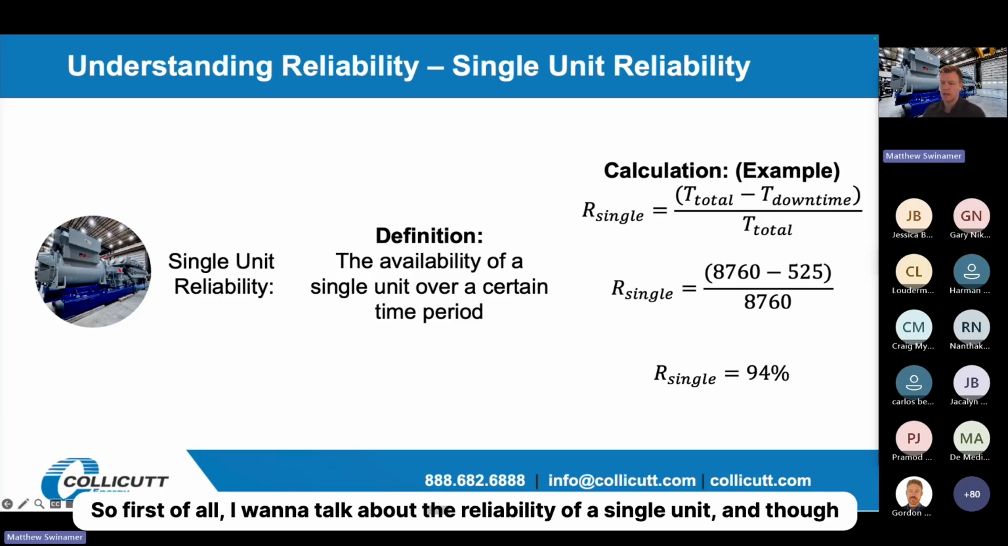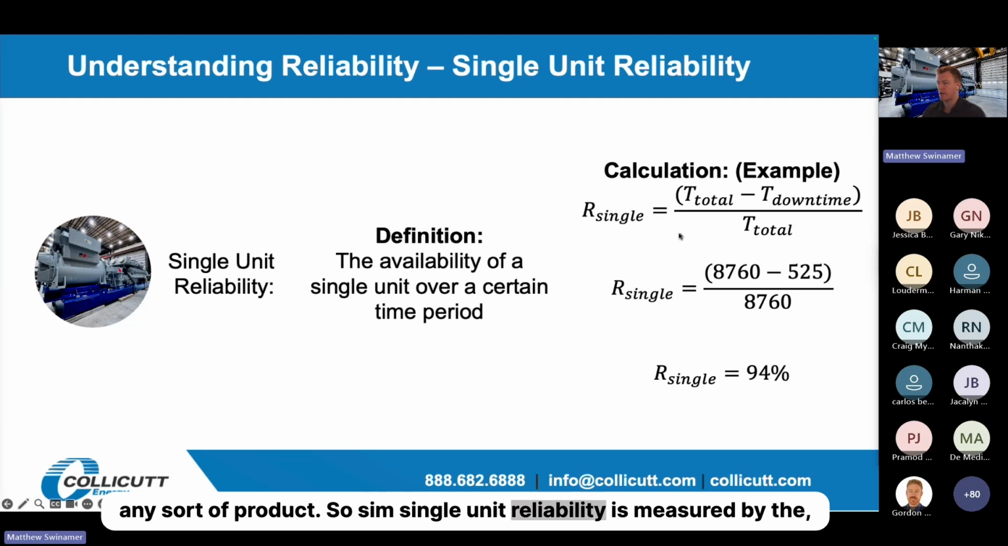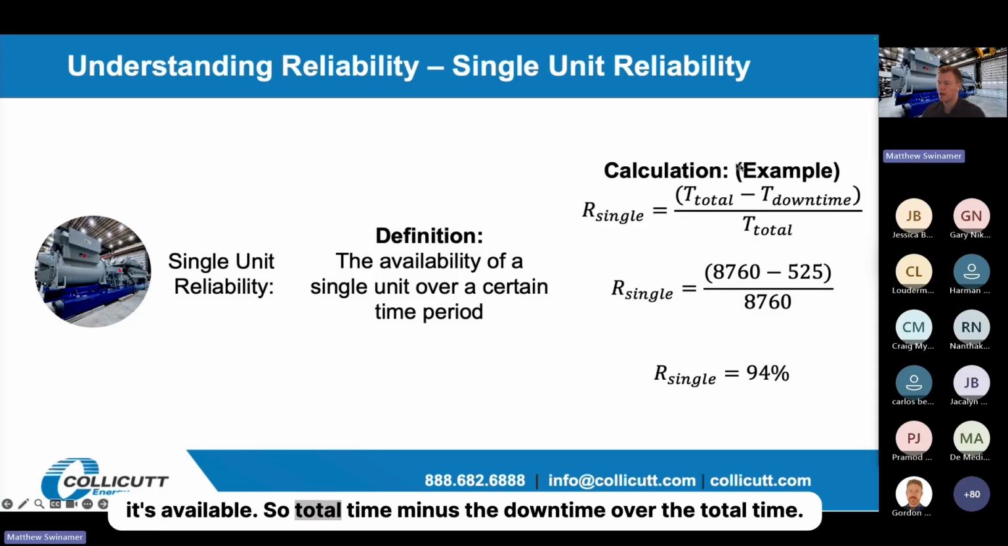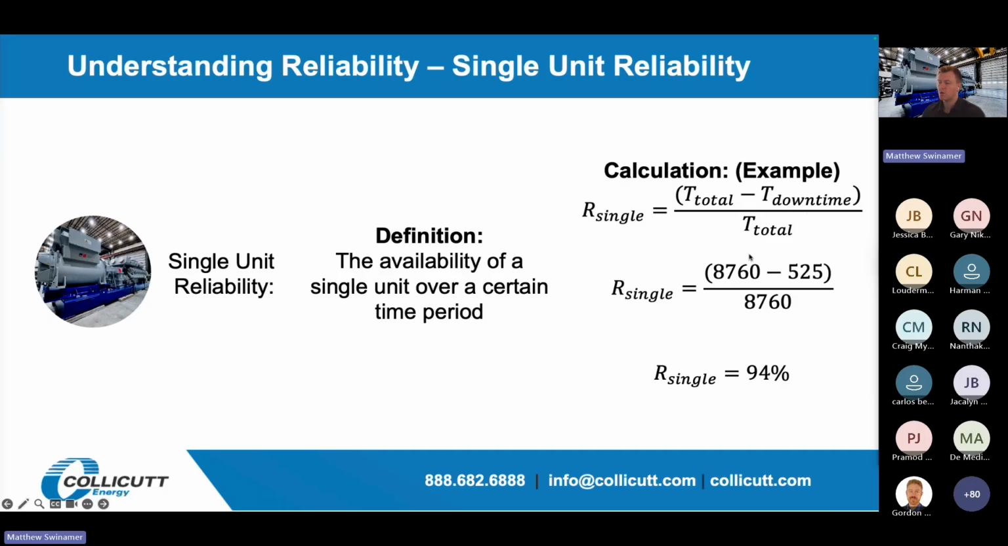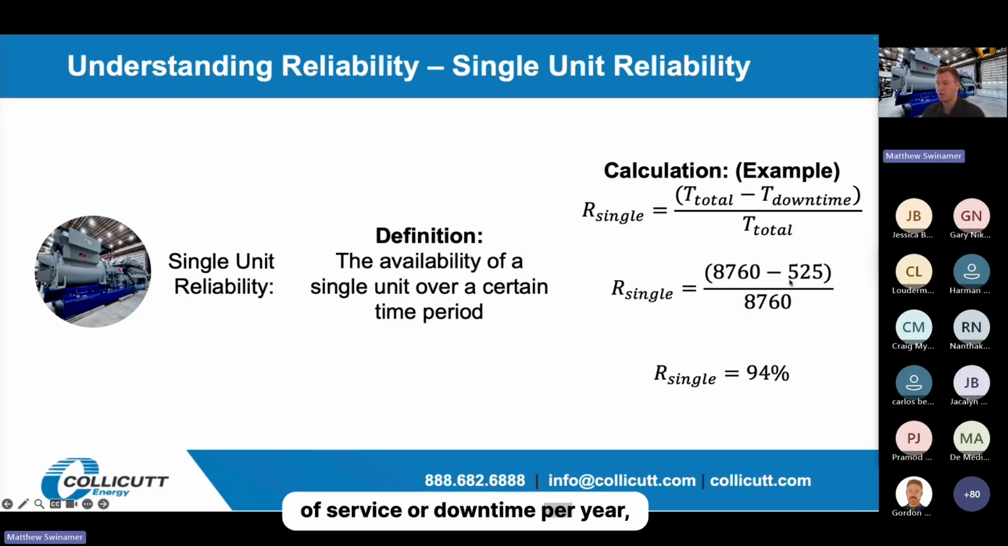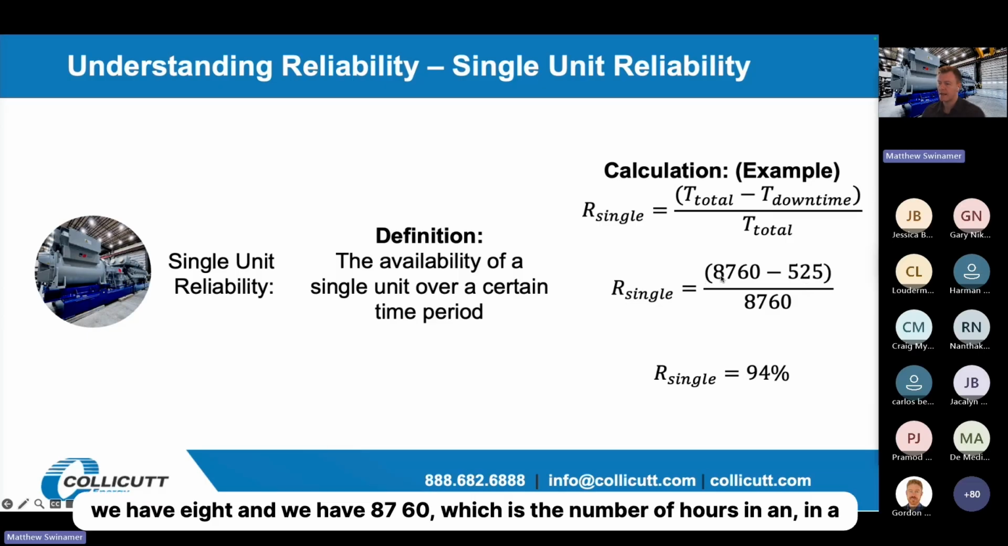So first of all, I want to talk about the reliability of a single unit. And though we're talking about power generation, this could be in reflection of any sort of product. Single unit reliability is measured by the total time that it's available, so total time minus the downtime over the total time. For this case, if we assume that this engine is going to require approximately 500 hours of service or downtime per year, we have 8760, which is the number of hours in a year.